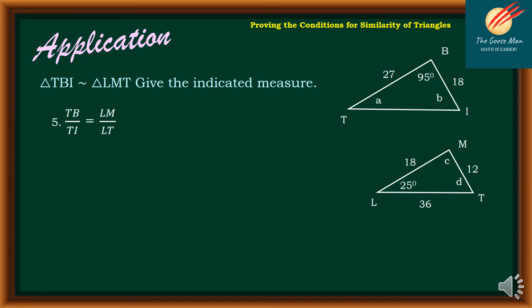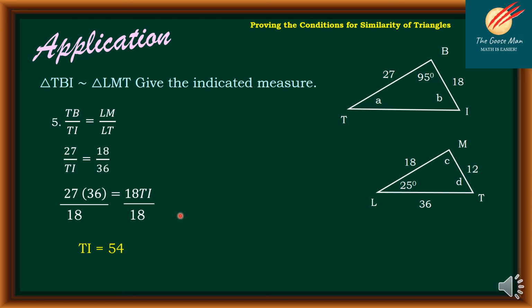On the other hand, if we would like to find the measure of line segment TI, we can use the ratio of TB all over TI is the same as LM all over LT. So let's substitute the given. TB is equal to 27, TI is unknown, while LM is equal to 18, and LT is equal to 36 from the illustration. Using the cross product, I can have 27 times 36 is equal to 18 times TI. Then divide both sides of the equation by 18. So TI is equal to 54 units.